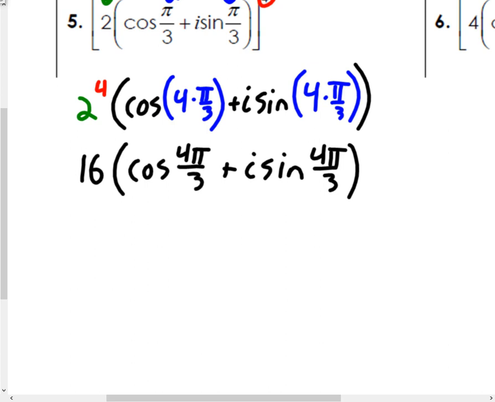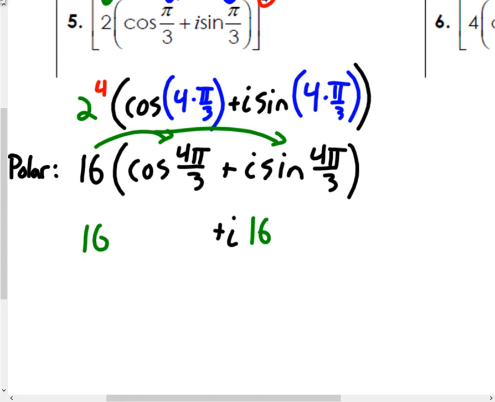Now, if we take a look at the instructions here, they do ask us to write this in rectangular form. Had they just asked us for polar form, this would be done. But they did ask us for rectangular form, so we need to go one step further. Keep in mind, in order to go from polar to rectangular, it's just a table lookup, in particular a unit circle lookup to get those cosine and sine values. And then we also have that distributive property. So we know we're going to have a 16. We know we're going to have that i. And then a couple of table lookups, cosine of 4 pi over 3 and sine of 4 pi over 3.